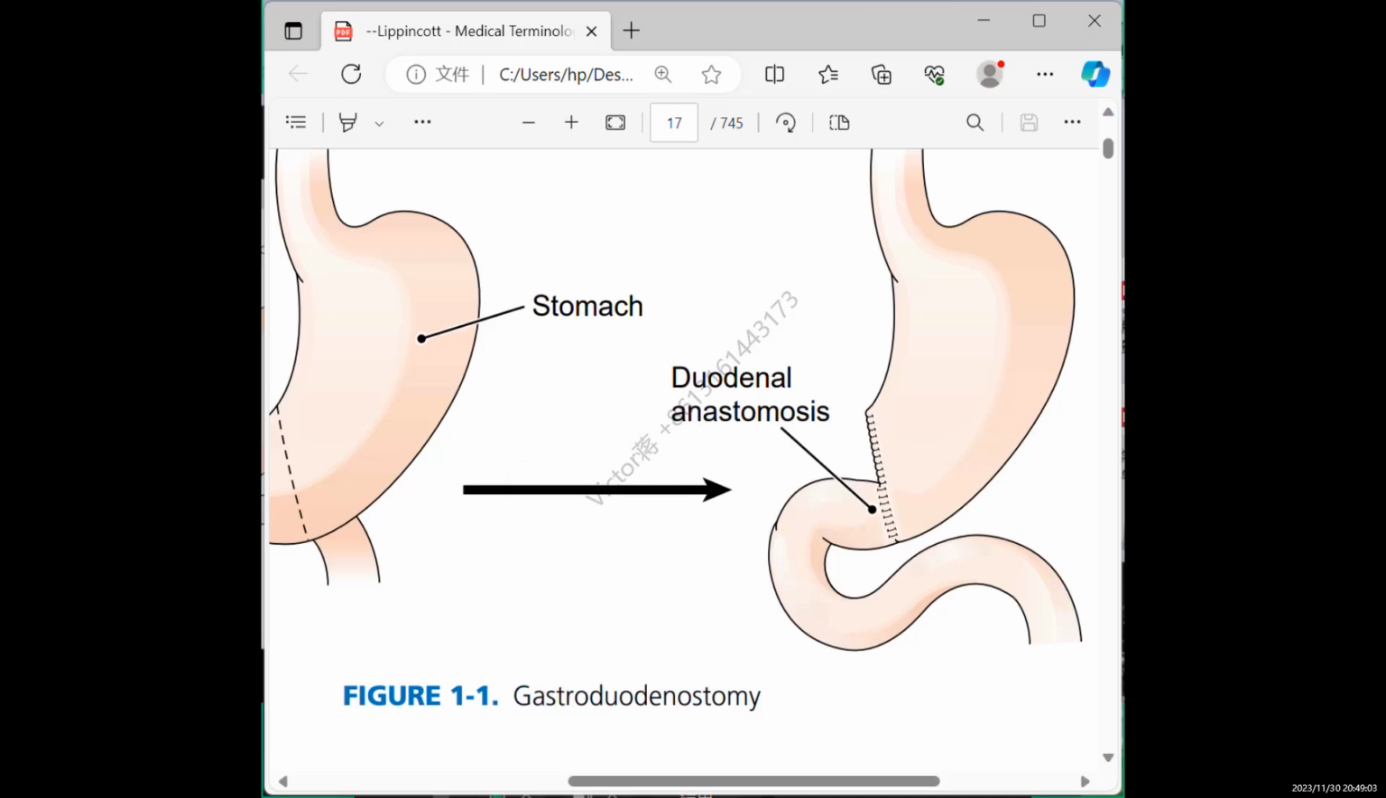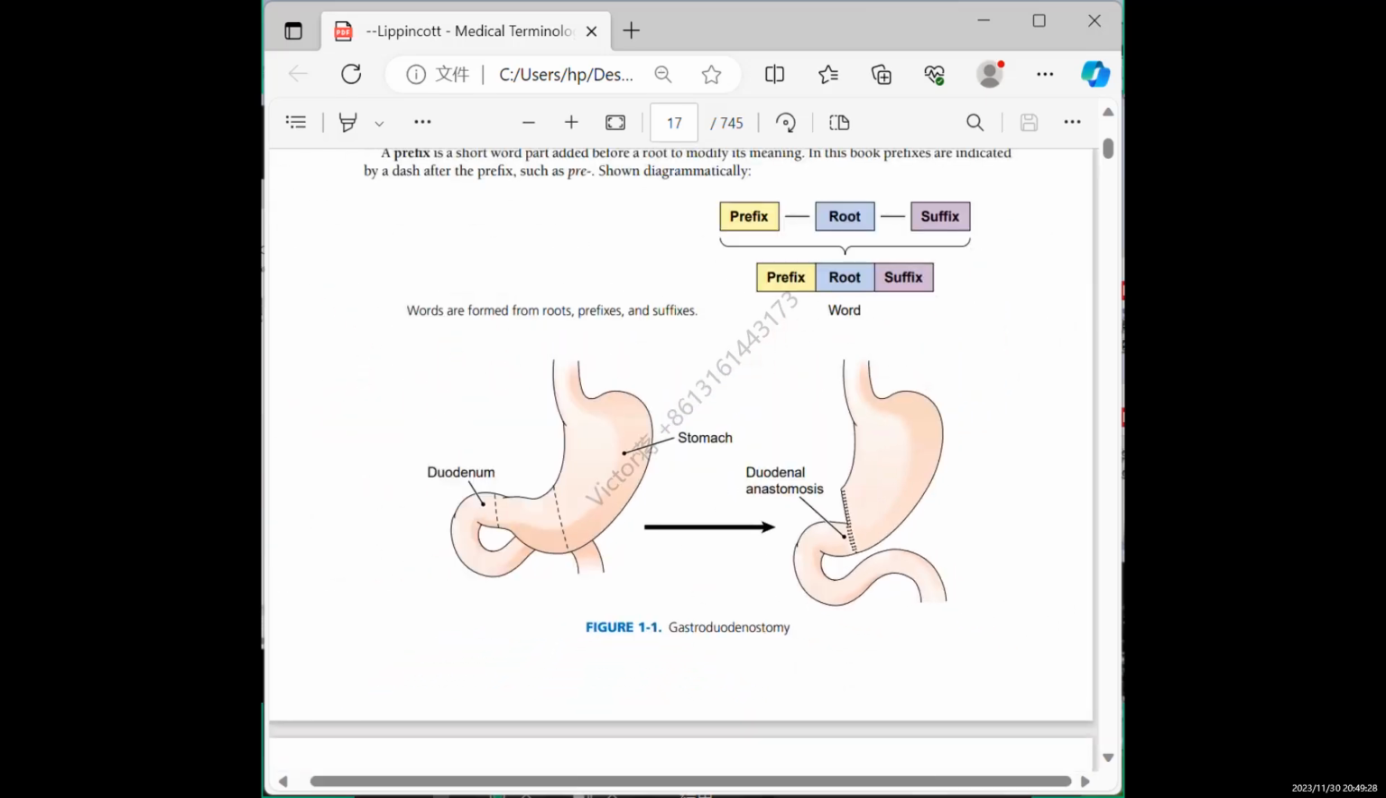Gastro means stomach. Duodenum is duodenal, it's the root of duodenum. And ostomy, I told you that ostomy means cutting. It means the surgery of cutting the organ away from its original place, right? So you can see that even though superficially, at the very beginning, the word is a little bit challenging and difficult, after our illustration we can see that it's not that difficult, right? There's a way out.